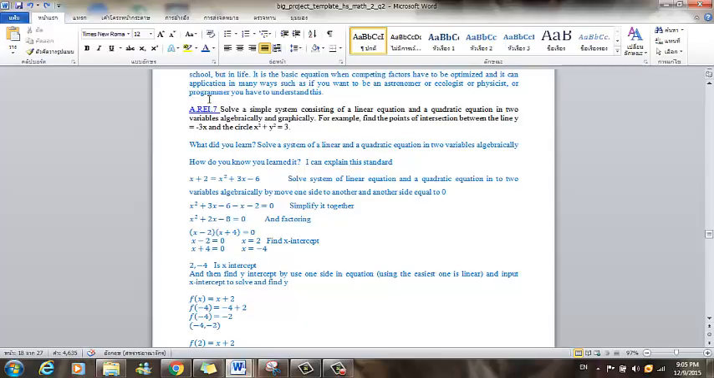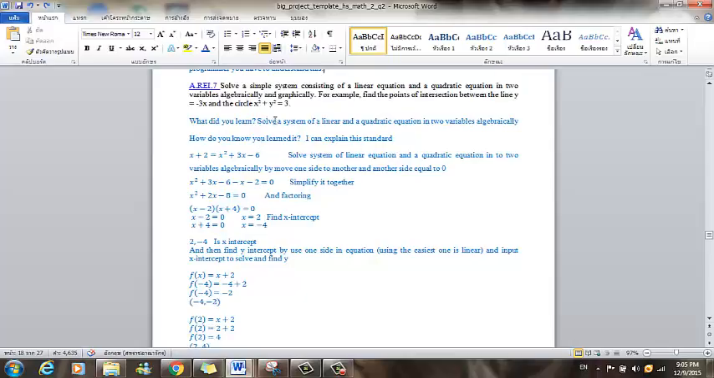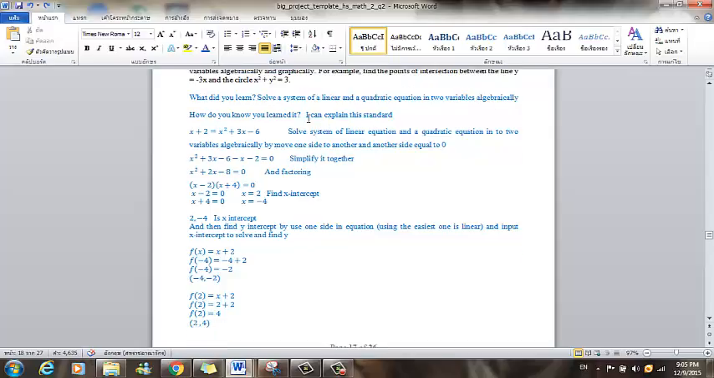So move to the next standard, A.REI.7. What did you learn? You solve a system of linear equations and quadratic equations in two variable algebra. So x plus 2 equal to x squared plus 3x minus 6. We solve the system of linear and quadratic equations by moving one side to the other side, and it's gonna be equal to 0.